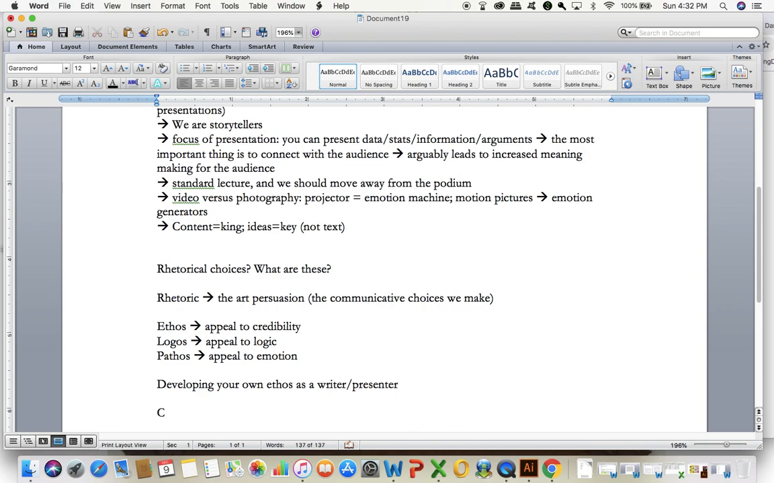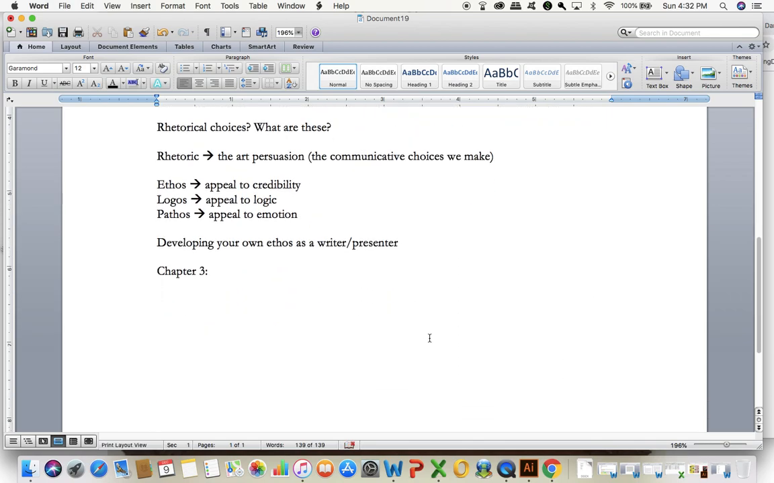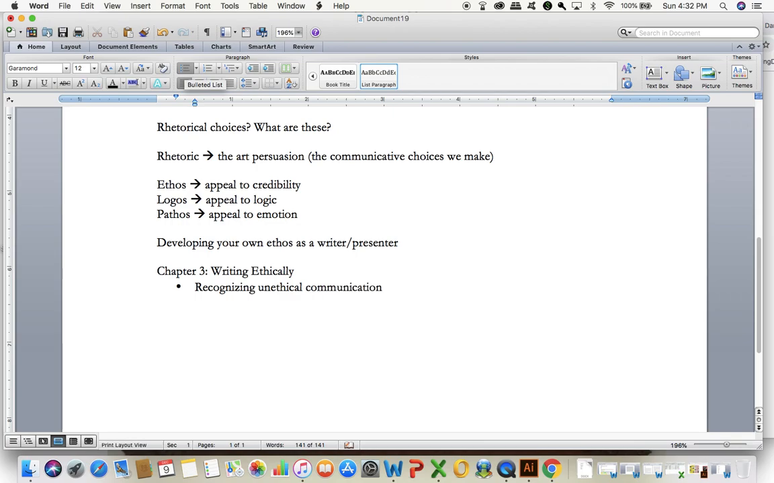And then our chapter 3, I'll just address chapter 3 briefly, because it talks about that ethos, that writing ethically, and it gives these points about recognizing unethical communication. And this is something that you guys have to be aware of, because you're talking about ethics in visualization, specifically data viz.